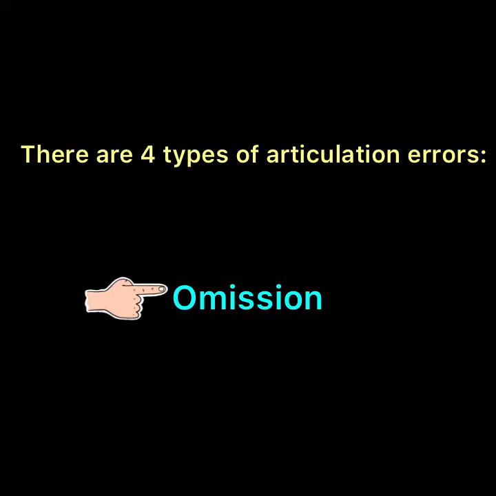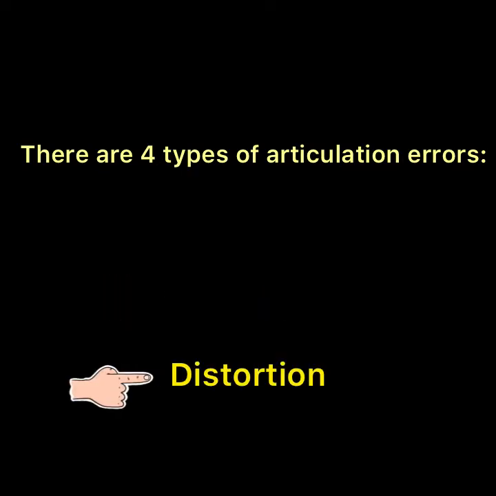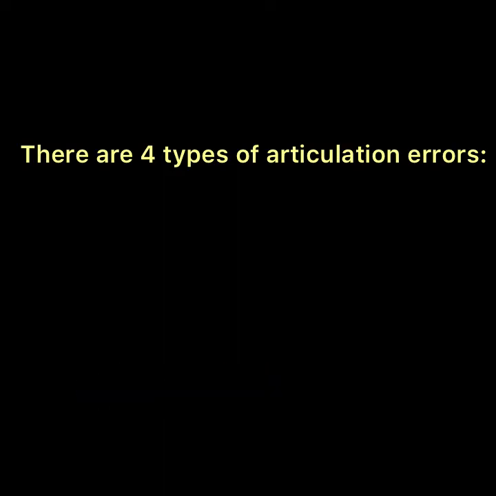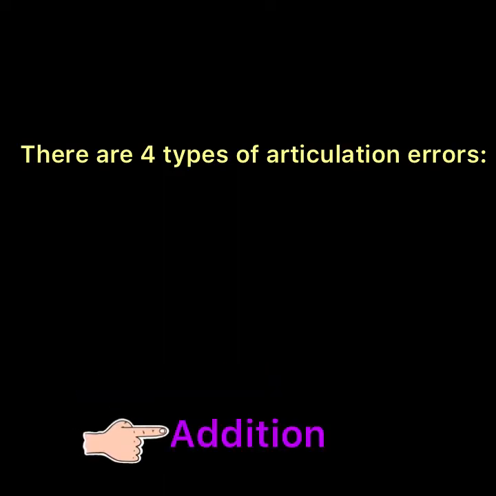Omission, wherein the child might omit certain syllables. Example, omission of r if the child says bound instead of brown. Distortion, when the child might distort certain syllables like cool instead of school or play instead of play. Addition, wherein the child might add certain syllables. Example, black instead of black.